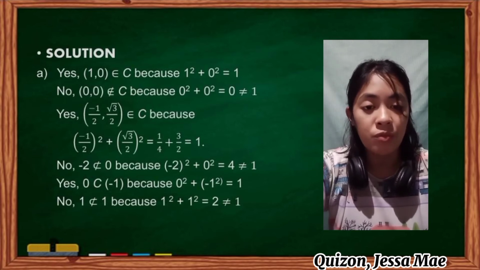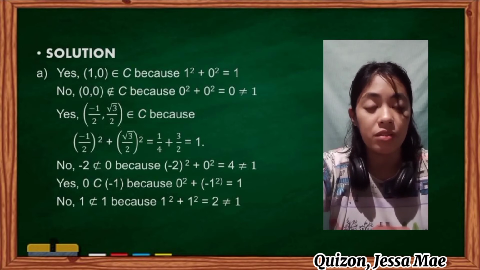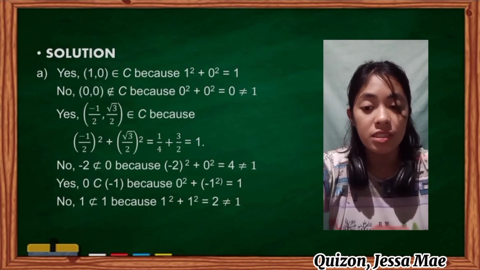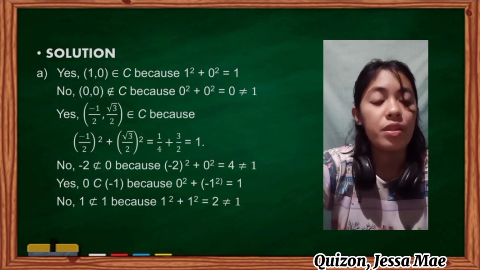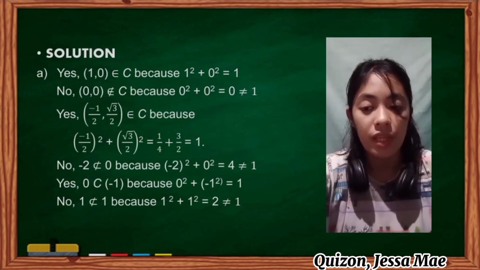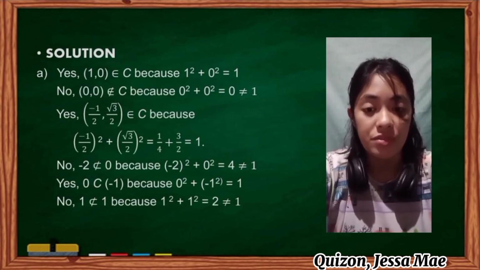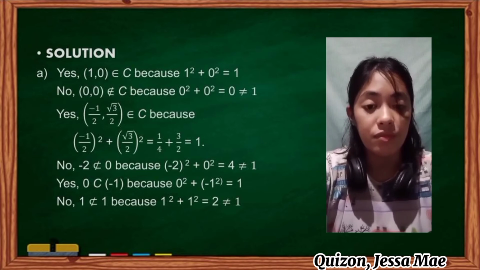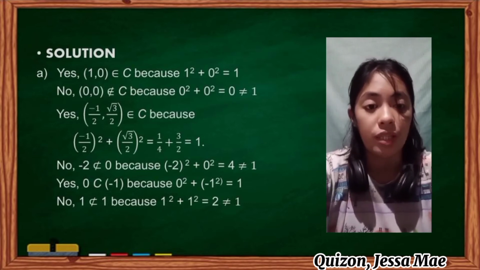Next is (negative 1/2, square root of 3 over 2) is an element of C, because negative 1/2 squared plus square root of 3 over 2 squared is equal to 1/4 plus 3/4, which is equal to 1. So that is a yes. Next is (negative 2, 0) is a circle of 0. The answer for that is no, because negative 2 squared plus 0 squared is equal to 4. So that is not 1.